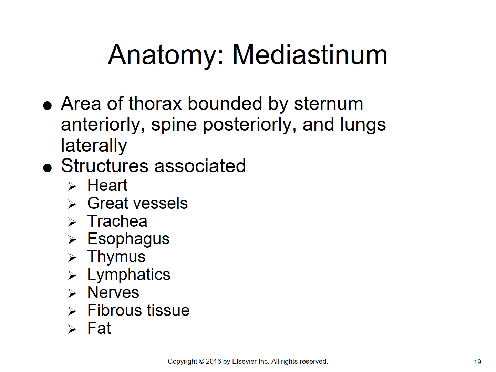Well, what's in the mediastinum? Remember, we said everything, it's in the middle, except for the lungs, those are on the sides. Those structures are what are called mediastinal structures. So that's your heart, the great vessels. Now, what do we mean by that? We mean you got your aorta in there, you've got your inferior vena cava, your superior vena cava, you've got the trachea, you've got the esophagus, you've got a gland called your thymus gland, a lot of lymphatics, a lot of nerves, fibrous tissue, and then some fat. So lots of things that are in the mediastinum.